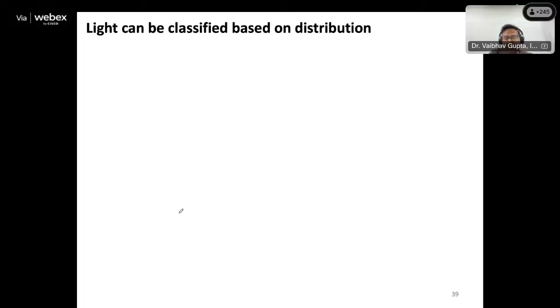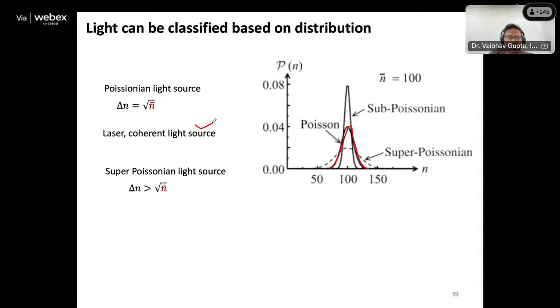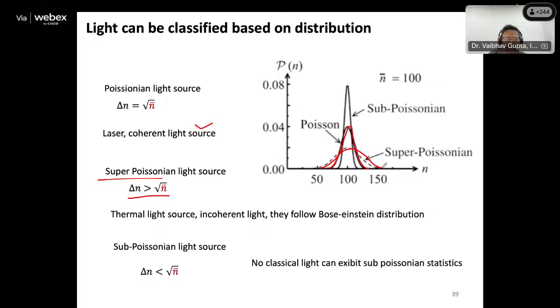Now, depending on the type of distribution, you can also classify the light. If a light source follows this Poissonian distribution, we call it a coherent light source, or lasers. So lasers come under this kind of light source category. Then the light sources which follow the distribution where the fluctuation is greater than the square root of the mean value are super-Poissonian. This is sort of a Gaussian distribution or Bose-Einstein distribution. Usually thermal light sources or incoherent light sources follow this kind of distribution.